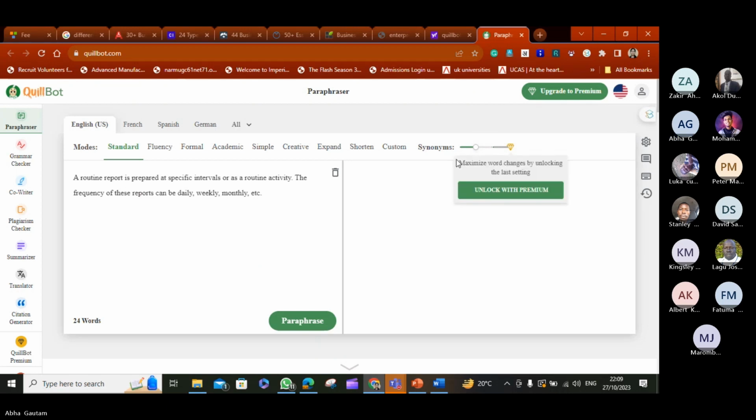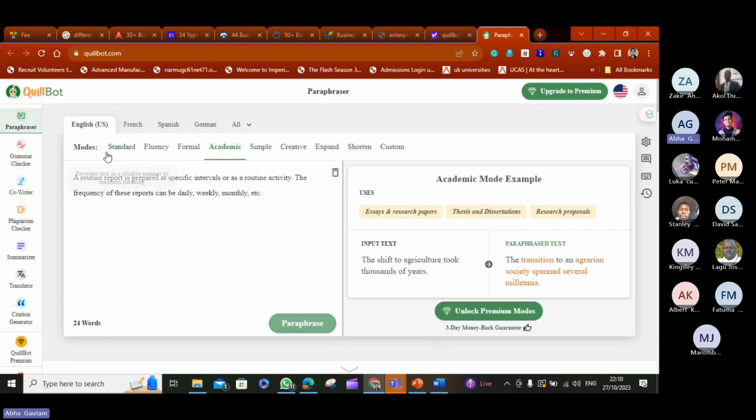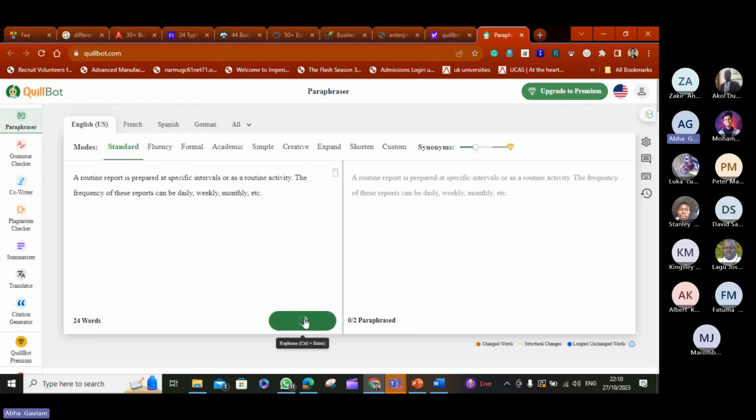And then synonyms level. Let me have more synonyms. So I'm moving this toggle. Why is it not moving? Is this the maximum? Okay, whatever it is. So you can choose whether you want standard, fluent, formal, or academic. Academic is premium, I guess. Yeah. So let's keep it standard. So I have asked Quillbot to rephrase it for me. So can you see? It has changed. Is prepared to, written.